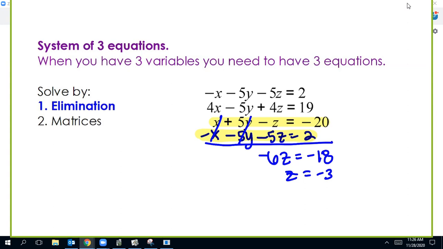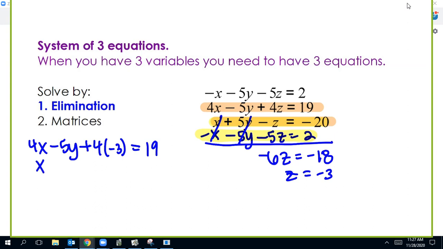So then I want to be strategic and try to eliminate another variable. This time I'm going to look at these two equations because I can eliminate the y, and I know what z is. So that's what I'm going to focus on next over here. We have 4x minus 5y plus 4 times negative 3 equals 19. And I have x plus 5y minus negative 3 equals negative 20.